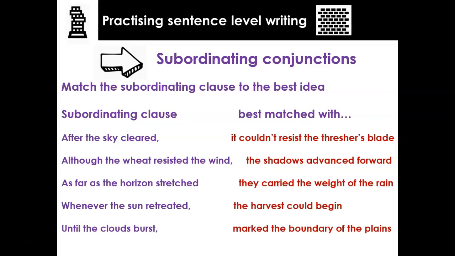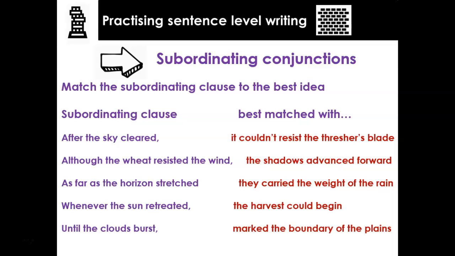So our subordinating clauses are, after the sky cleared, although the wheat resisted the wind, as far as the horizon stretched, whenever the sun retreated, and until the clouds burst. And in all of these, we've got our subordinate conjunction in the initial position, in other words, at the beginning of the sentence. But what are they going to be matched with then? After the sky cleared, it couldn't resist the thresher's blade. The shadows advanced forward. They carried the weight of the rain. The harvest could begin. Marked the boundary of the plains.